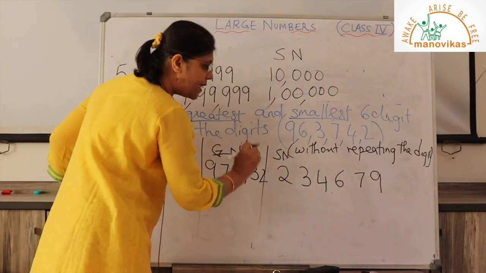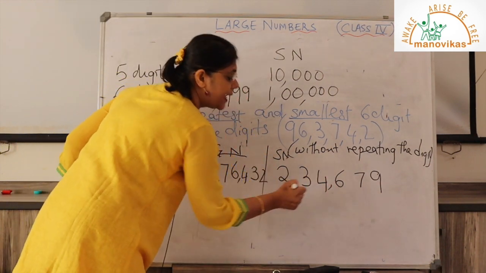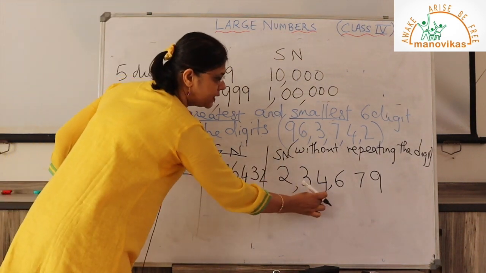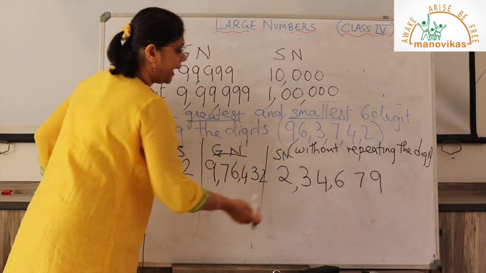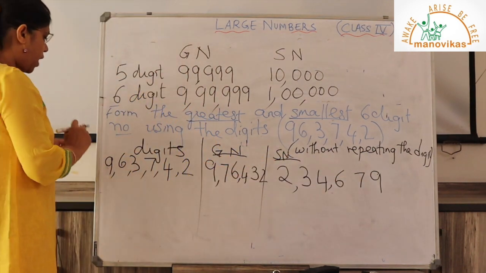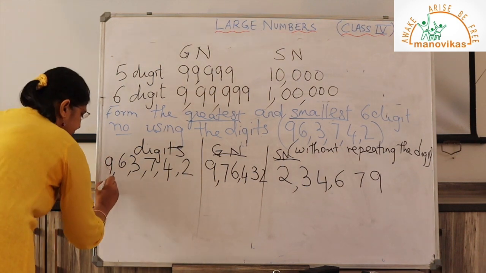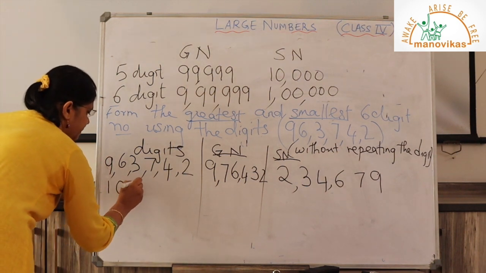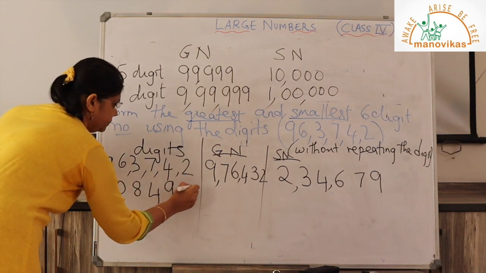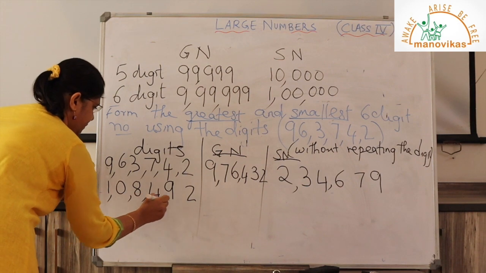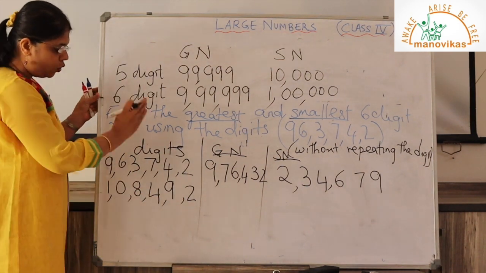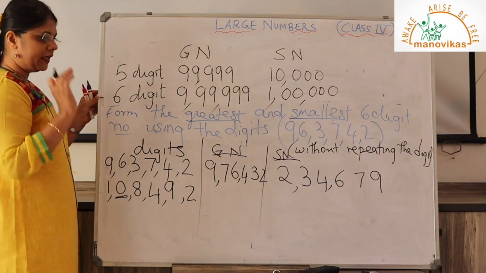Now again separate them with commas at proper places. So, 2,34,679 is the smallest 6-digit number. Now look at the other example. Okay, now here you have a 0 as one of the digits.